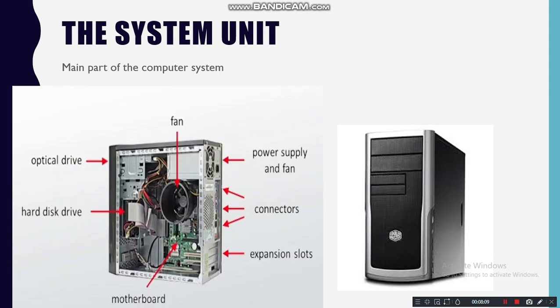Now let's go back to the system unit. Like I said earlier on, the system unit is the main part of the computer system. We have parts of the system unit being displayed. We have the fan, the optical drive, the hard disk drive, the motherboard, and the expansion slot. Expansion slots are actually used to increase the RAM of a computer system. Then we have the connectors. These are ports on the computer system unit where you can plug in your peripheral devices like your keyboard, your mouse, your external storage device like your flash drive, and what have you.